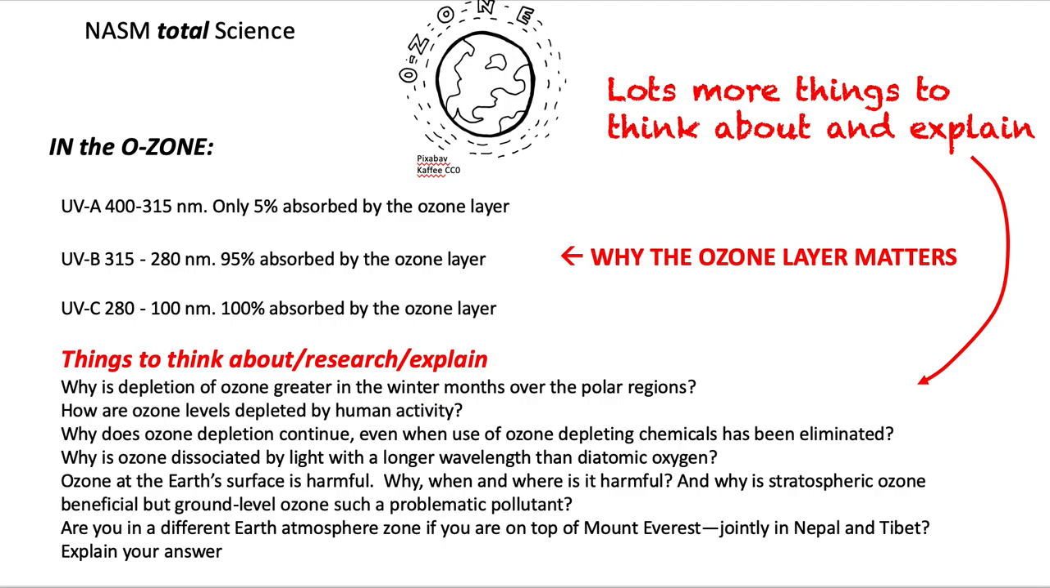And then some more things to think about, and indeed to explain. The first three look at UVA, UVB, UVC wavelengths, and how much is absorbed by the ozone layer. Those wavelengths of ultraviolet light that are harmful to our skin, etc., are prevented from reaching ground level when there's an effective ozone layer. And the questions below, so pause there to go over some of those questions.